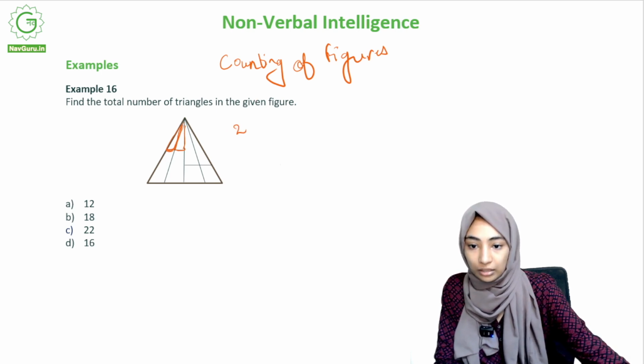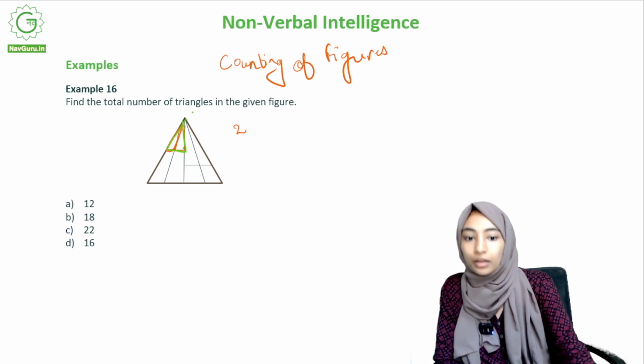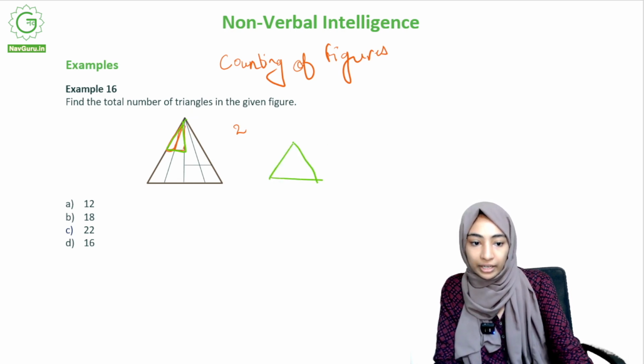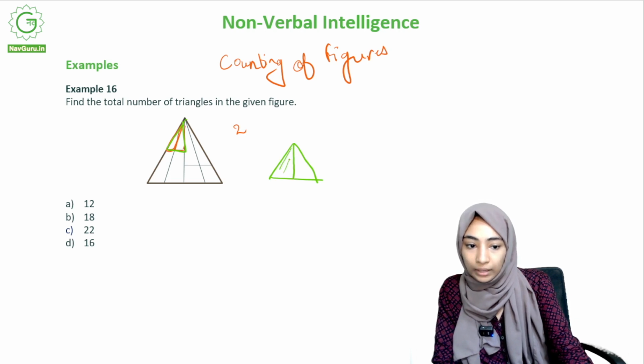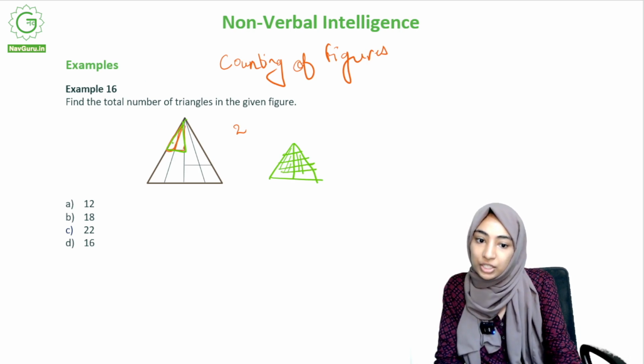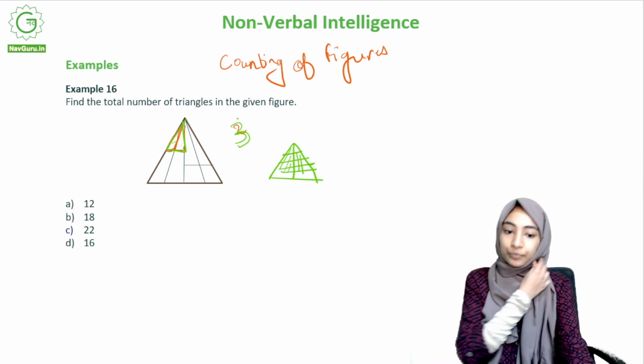I'll use a different color. Basically, the triangle that includes both of these is a third triangle, right? So for example, if you have a triangle like this, this is one triangle. And then if it's divided like this is one, and both of these together is also one triangle, right? So here, even if you look at just these two figures, you get how many triangles? 3 triangles already, right?